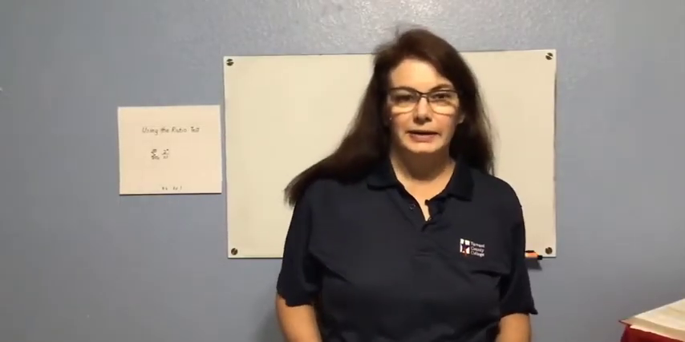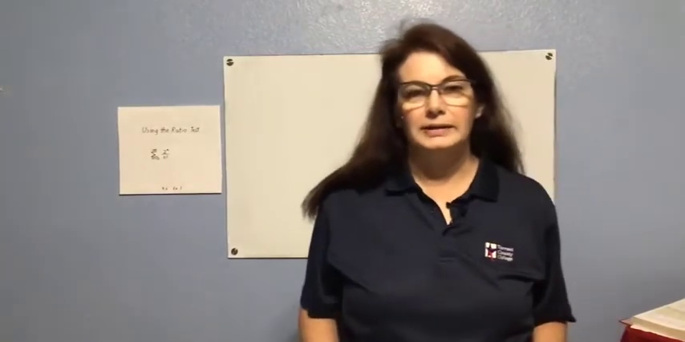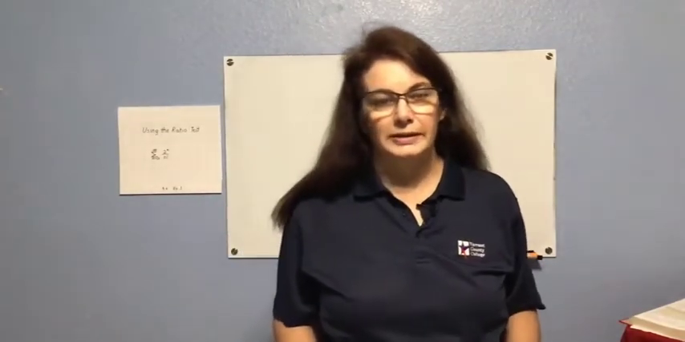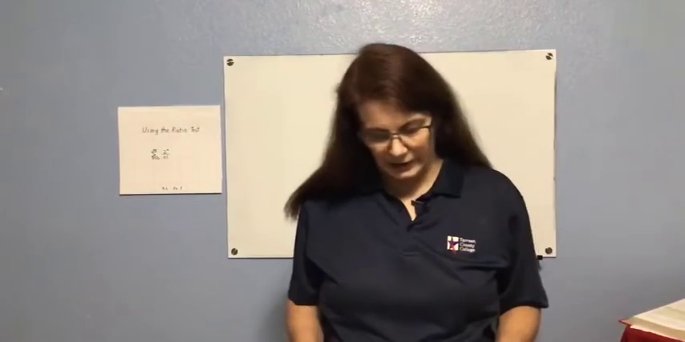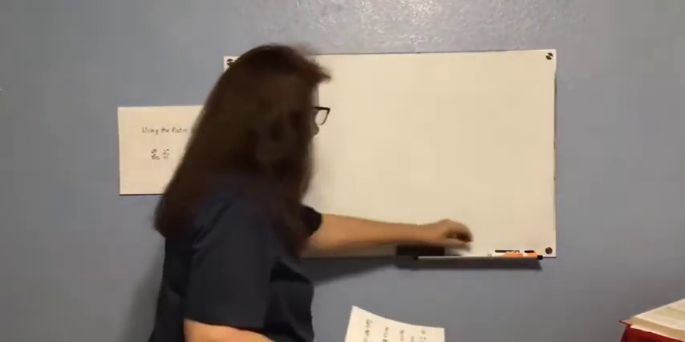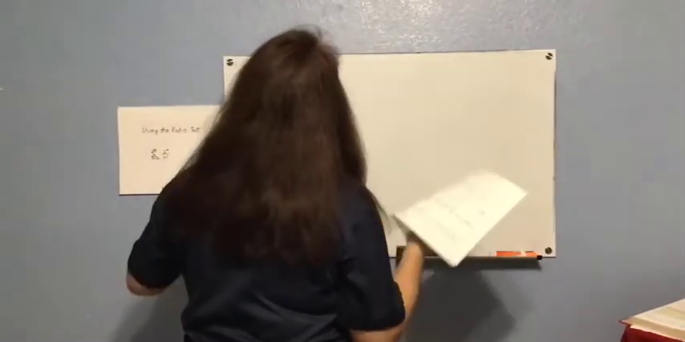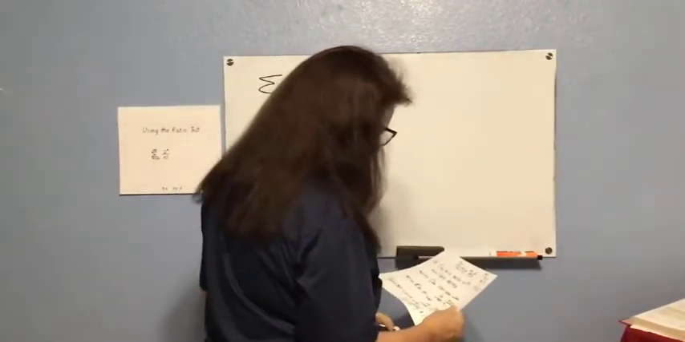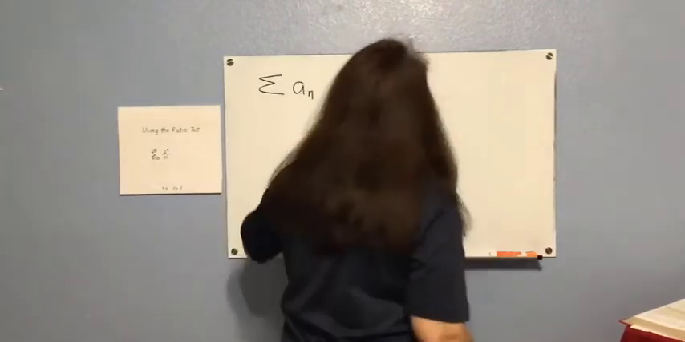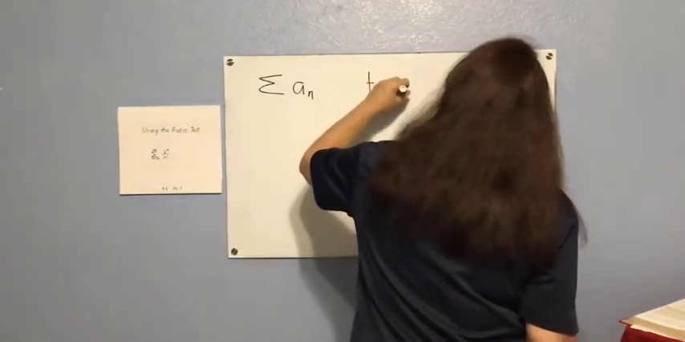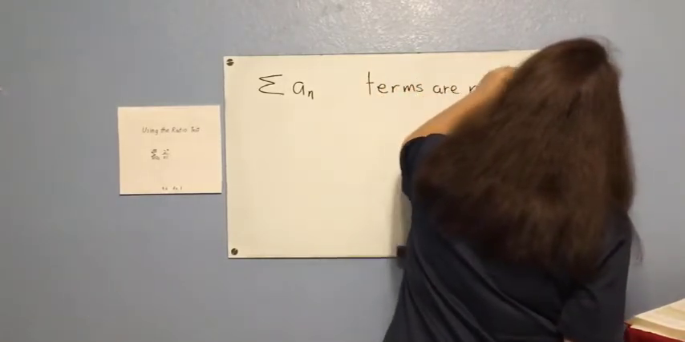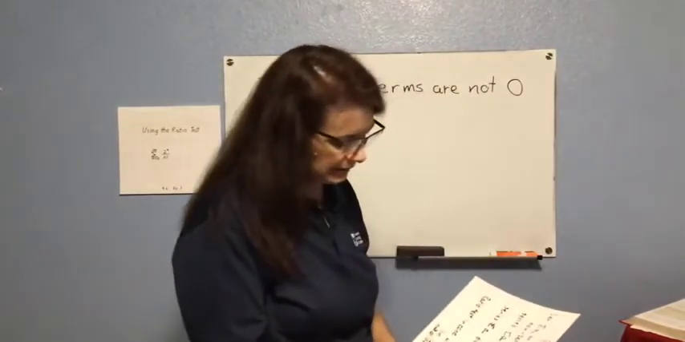In this section, guess what? We're going to look at two more ways that we can tell if a series converges or diverges. And the first one of those is called the ratio test. In the ratio test, we have this series, and we're going to assume that terms are not zero in this series.